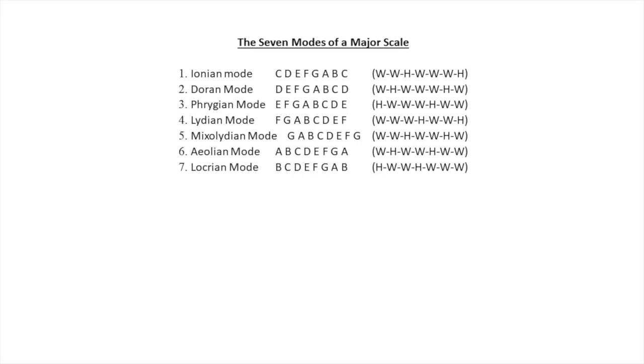The Lydian mode is built on the fourth scale step. The Mixolydian mode is built on the fifth scale step. The Aeolian mode is built on the sixth scale step. And the Locrian mode is built on the seventh scale step.